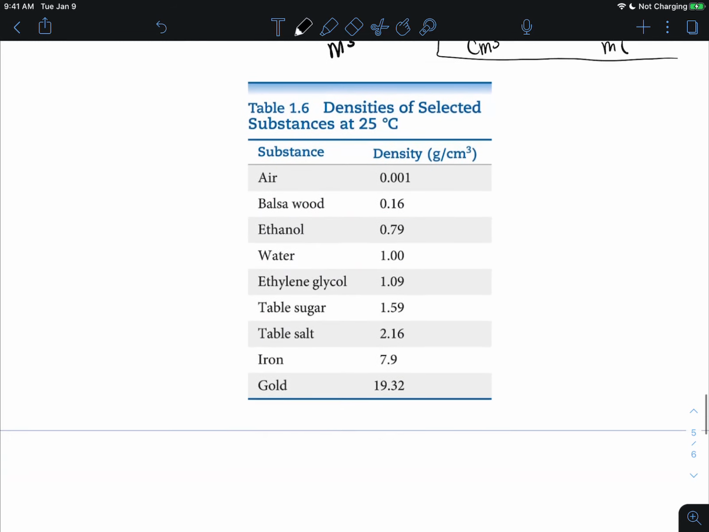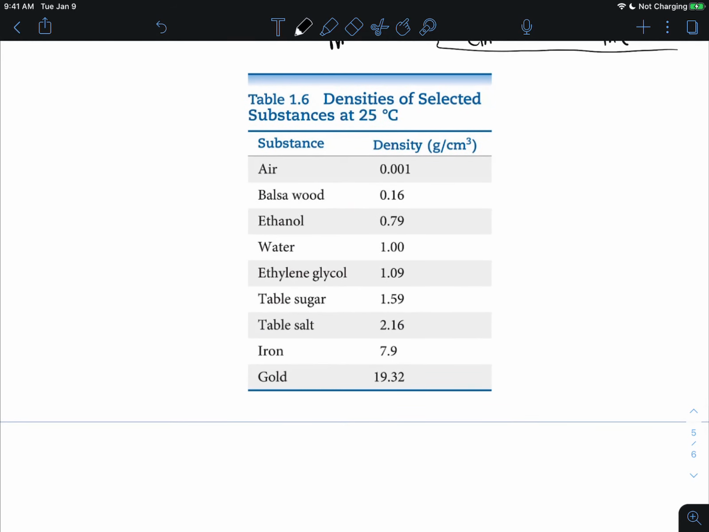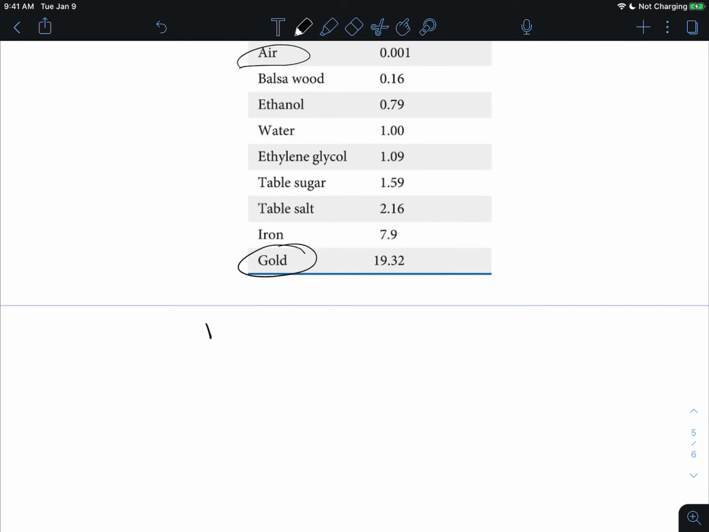Here are some densities of some selected substances. Something like air, which is a gas, is going to be very, very non-dense, while something like gold, which is a very solid metal, is going to have a very high density. And we consider that a substance that is more dense is going to have more mass in a given volume.